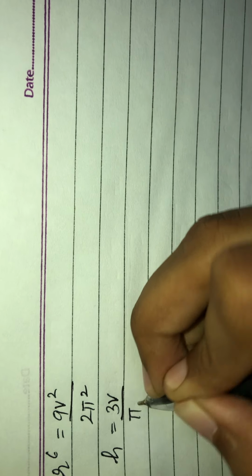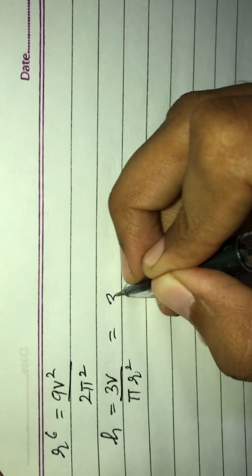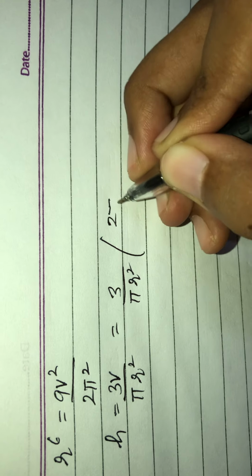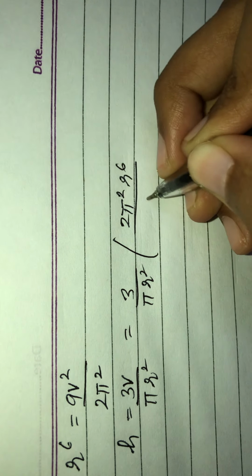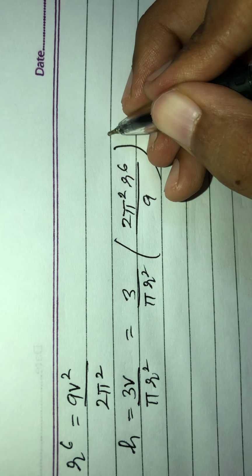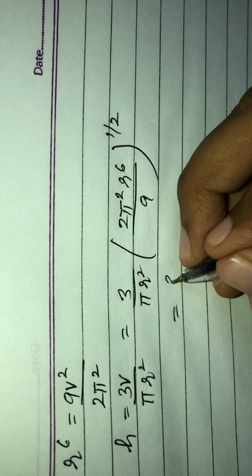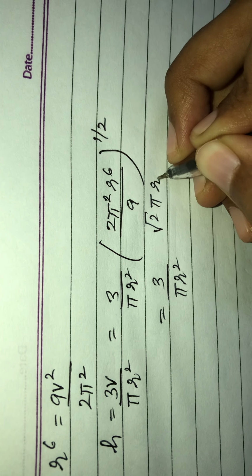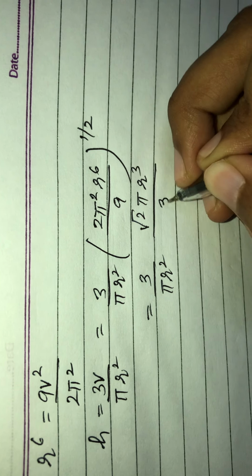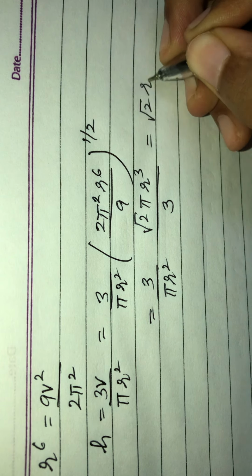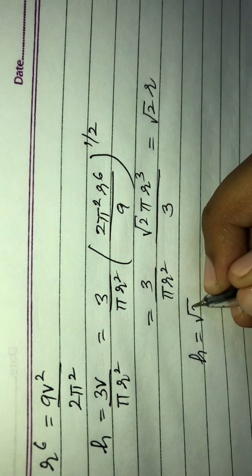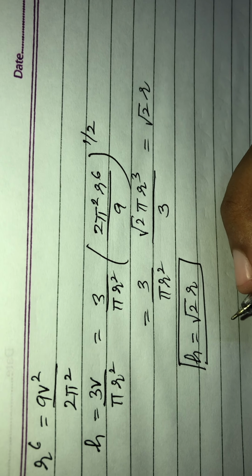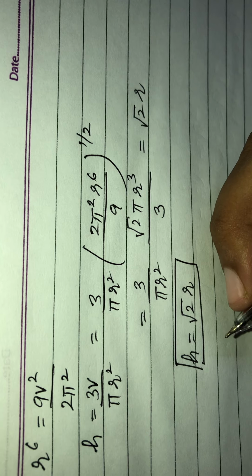3v upon pi r square. So you will be getting 3 pi r square, 2 pi square r^6 upon 9 under root. So this is under root means 1 by 2. So I'm getting 3 upon pi r square, this is root 2 pi r cube upon 3. So I am finally getting root 2 r, which is equivalent to h is equivalent to root 2 r, and the curved surface area is minimum.